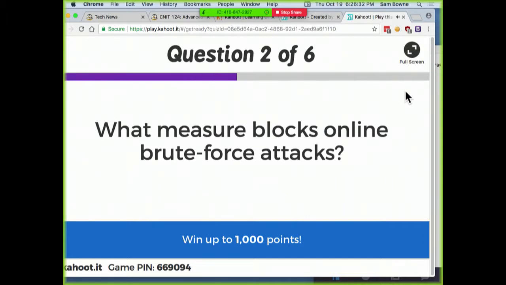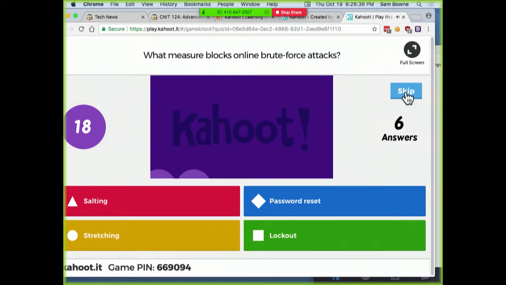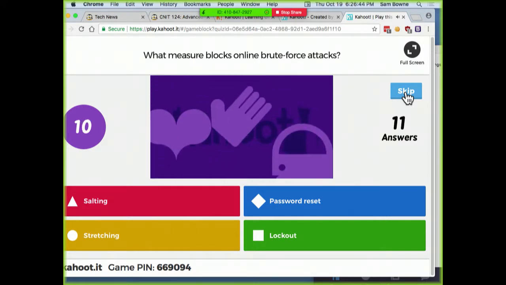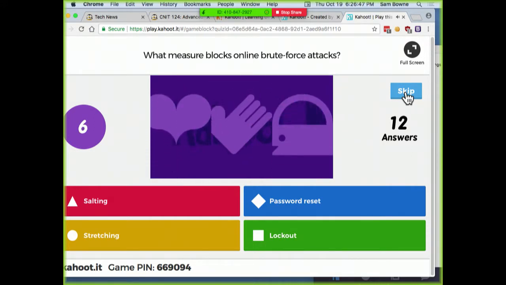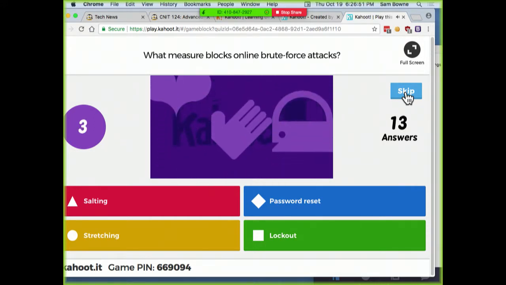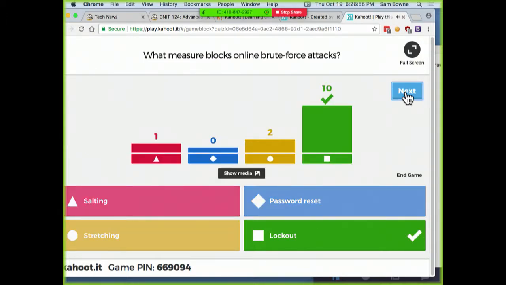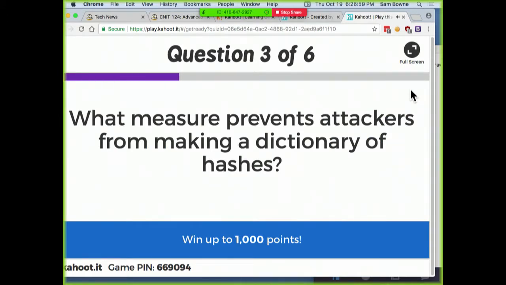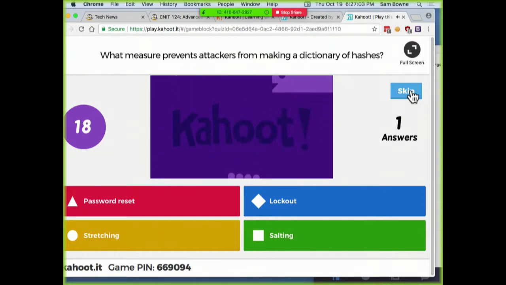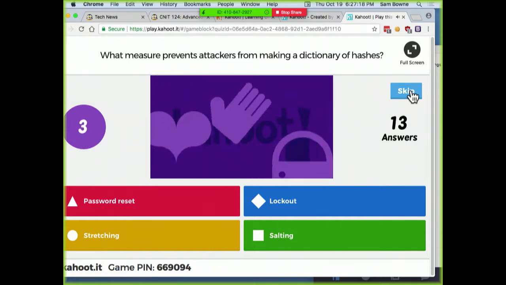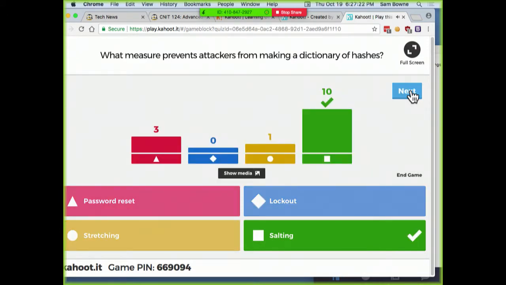All right, how do you block an online brute force attack? How do you prevent attackers from making a dictionary of hashes? All right, that's what salting does. They would have to make a separate dictionary for each salt value, so it makes it much more difficult.